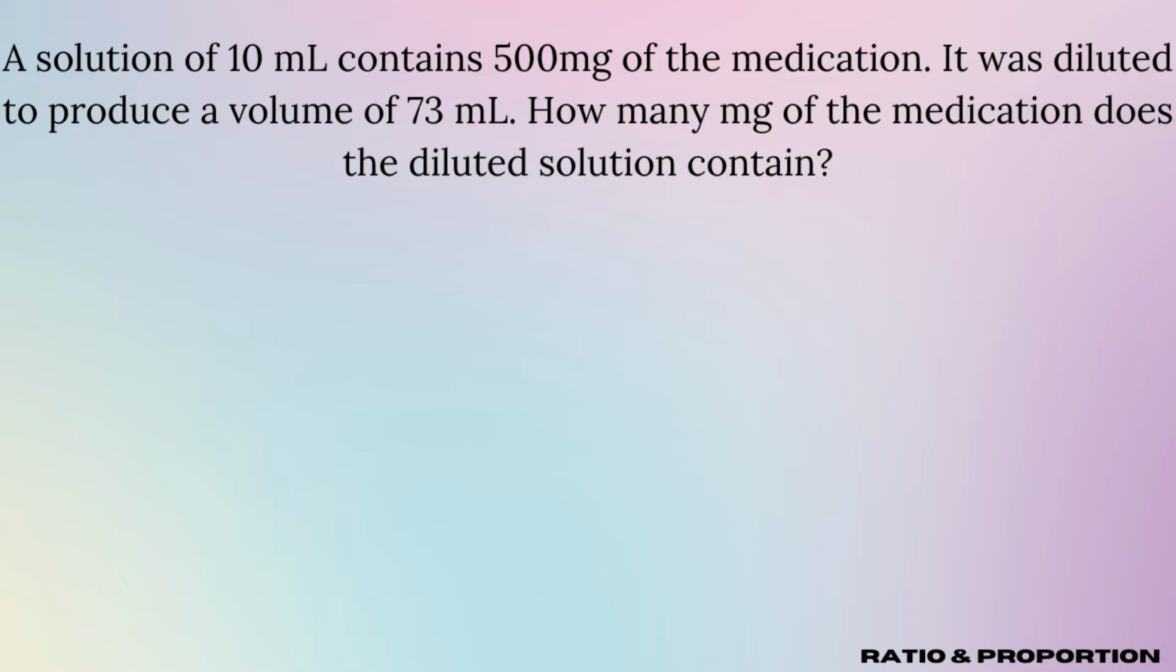And for the last question, we have a solution of 10 milliliters that contains 500 milligrams of the medication. It was diluted to produce a volume of 73 milliliters. How many milligrams of the medication does the diluted solution contain? This question can be a little bit tricky for some kasi others would think that this is a direct type of proportion. But this is actually an indirect type. Indirect siya dahil it involves dilution.